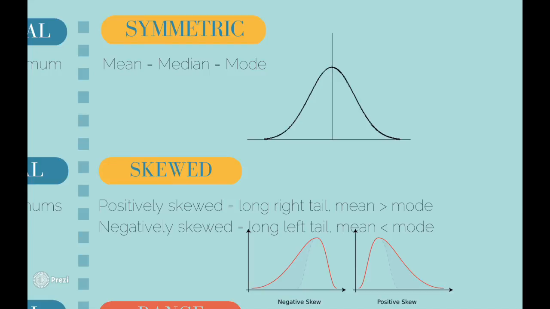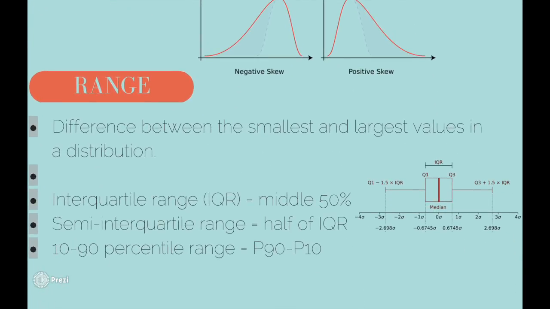Positively skewed curves have a long right tail, as seen in the diagram, and usually its mean is more than its mode. For negatively skewed curves, it has a long left tail and usually its mean is less than its mode. Another term to describe distribution curves is range.